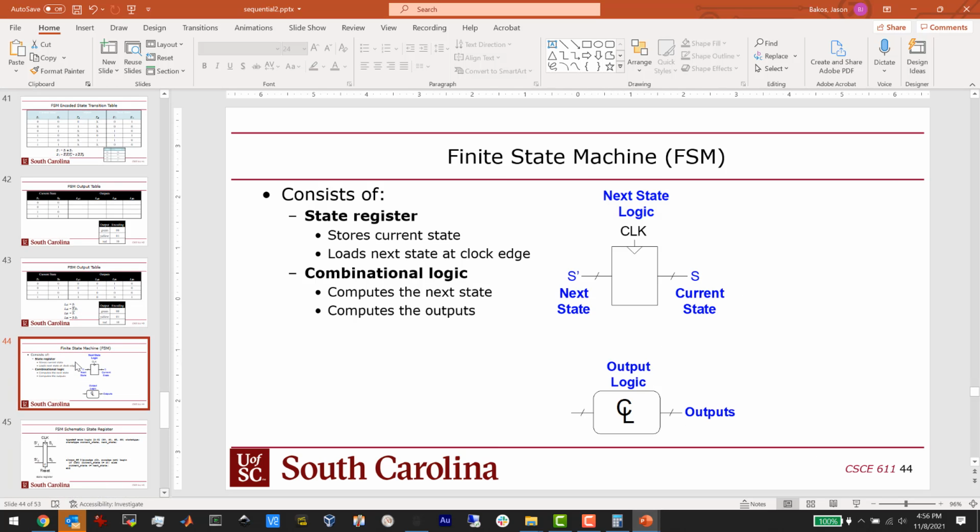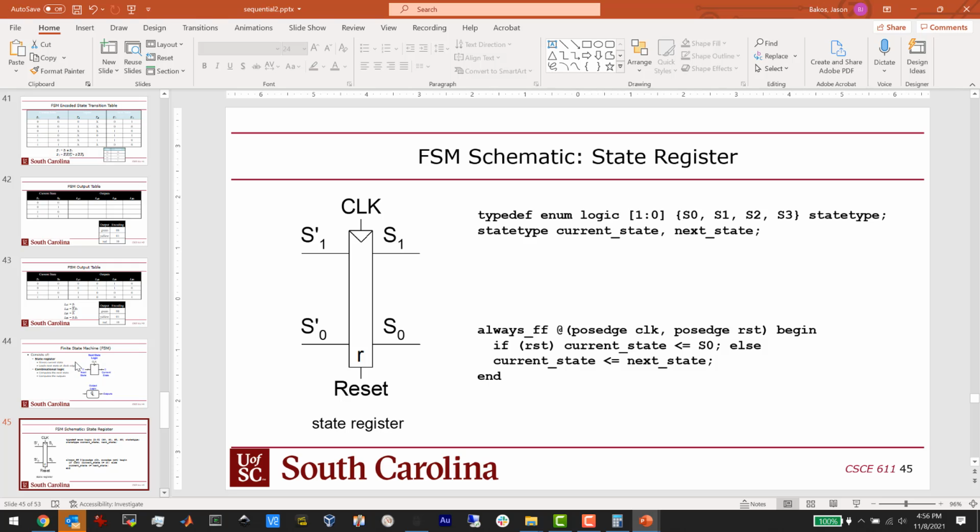We can take advantage of System Verilog to build these. The process is pretty simple. The first thing you want to do, you don't have to do this, but this is a common style for translating an FSM into System Verilog, is create an enumerated type in Verilog. So you say typedef enum logic [1:0] S0, S1, S2, S3, and that's called state_type.